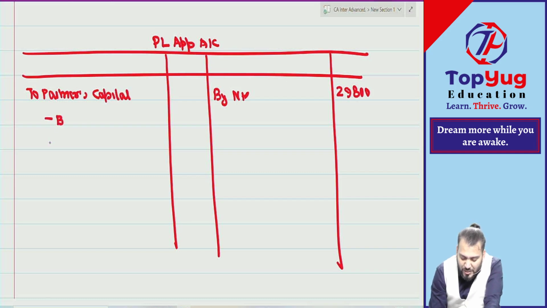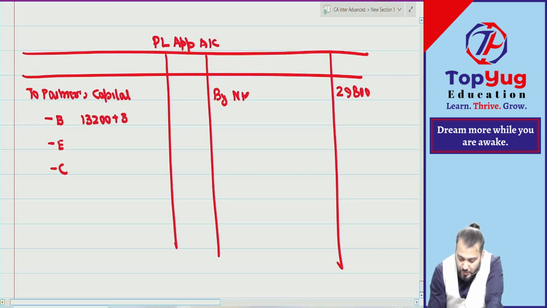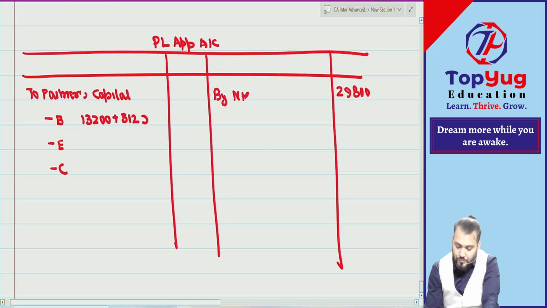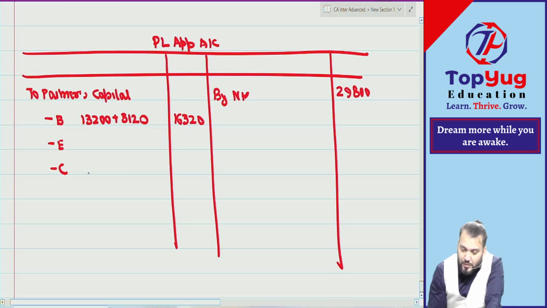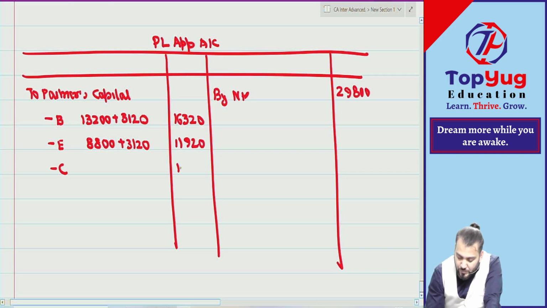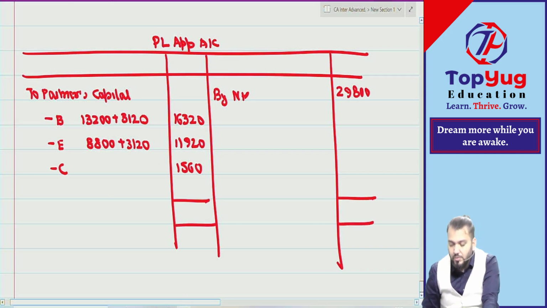But can you give me how much B, how much E, how much C, total amount? So B is what? 13,200 plus 3120. How much? 16,320. Similarly, E is what? 8,800 plus 3120. 11,920. And C how much? Done. Correct.